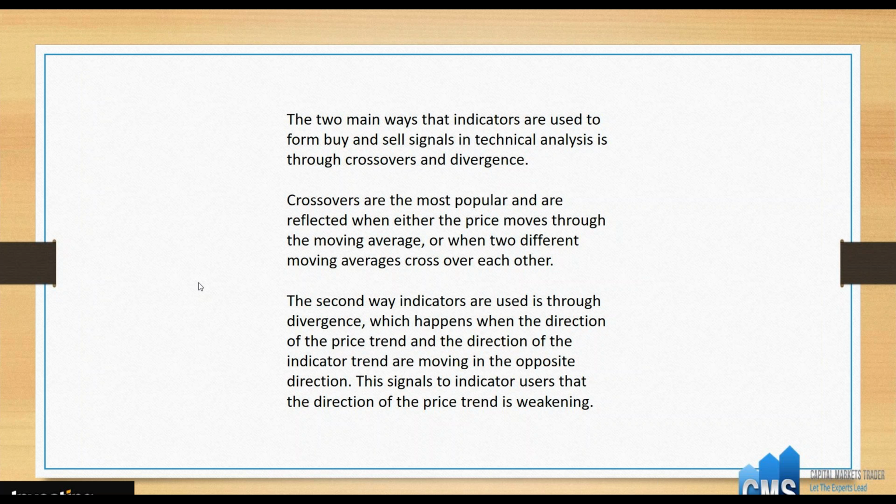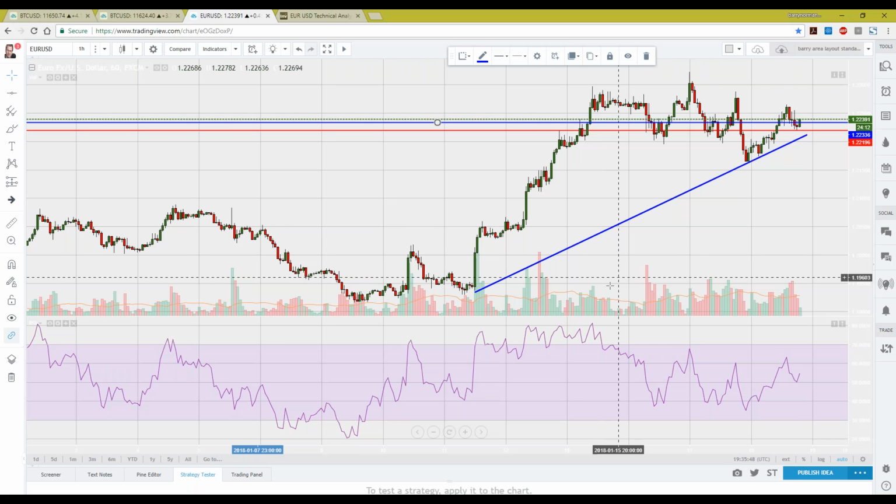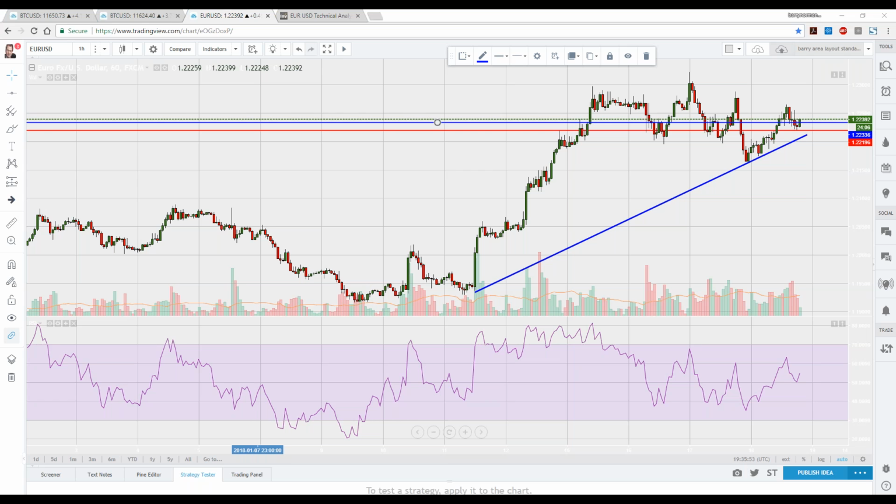The second way indicators are used is through divergence, which happens when the direction of the price trend and the direction of the indicator trend move in opposite directions. So in other words, if we were to see the prices moving up here, but we see a divergence in the trend line of the indicator, we have a serious divergence here.